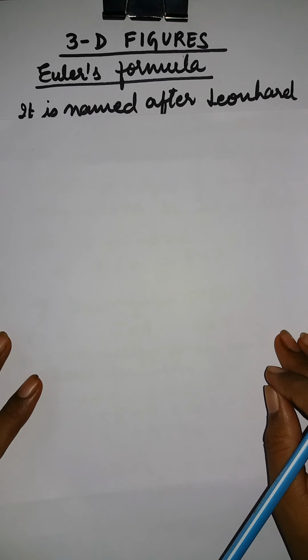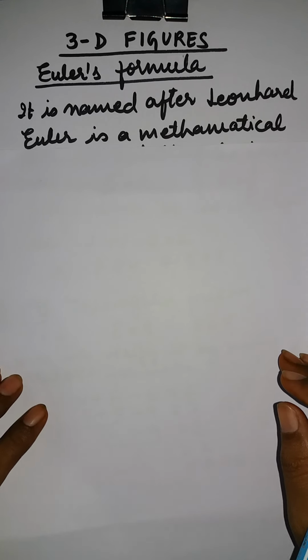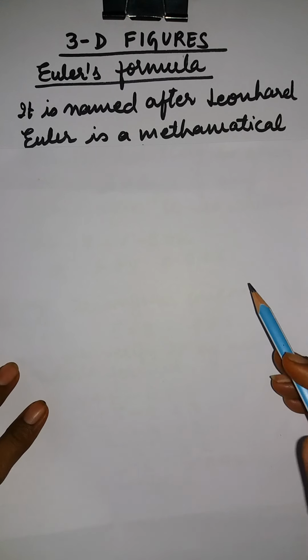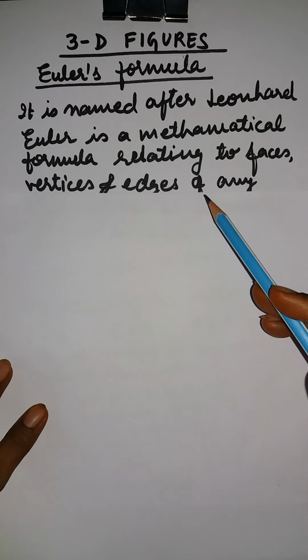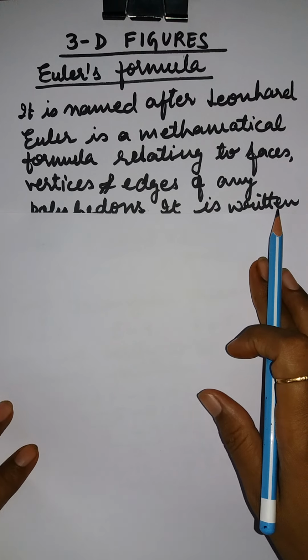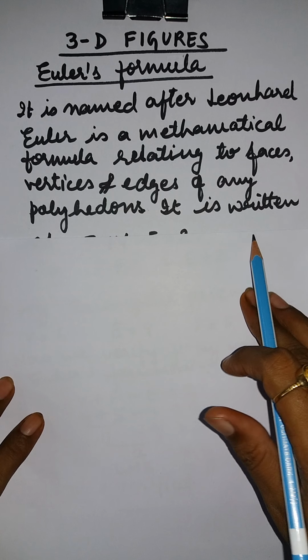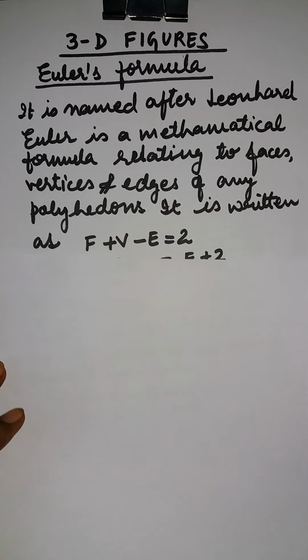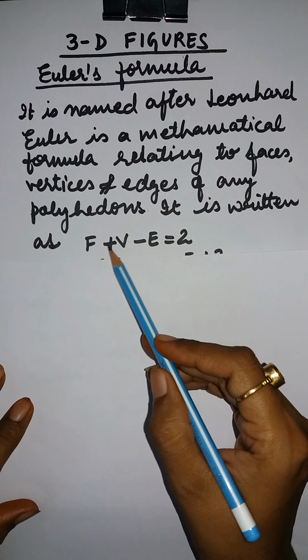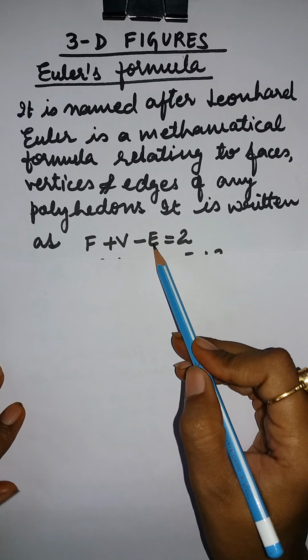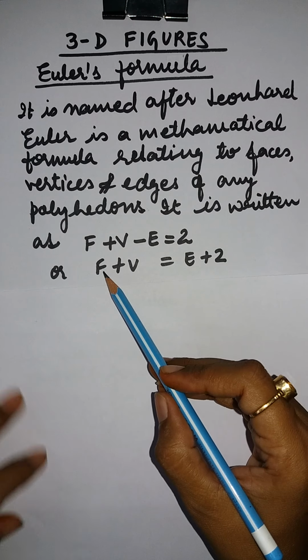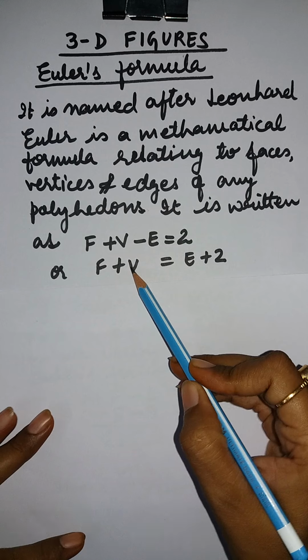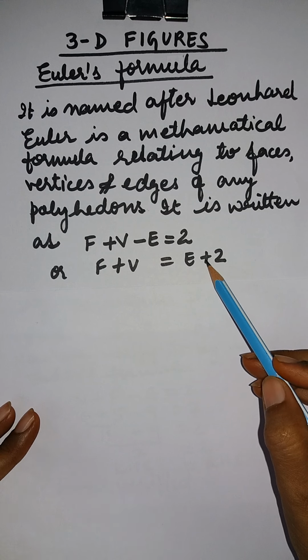Last but not least, Euler's formula. It is named after Leonhard Euler. Euler's formula is a mathematical formula relating the faces, vertices, and edges of any polyhedron. It is written as faces plus vertices equals edges plus 2, or F plus V minus E equals 2.